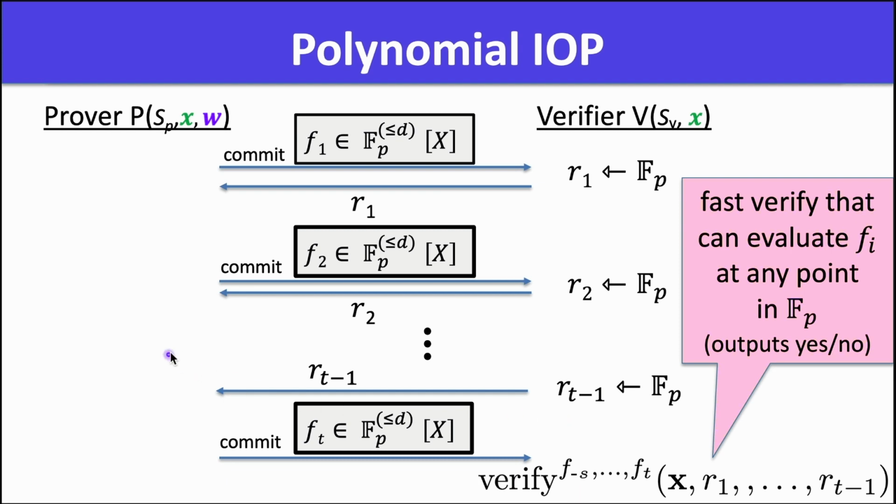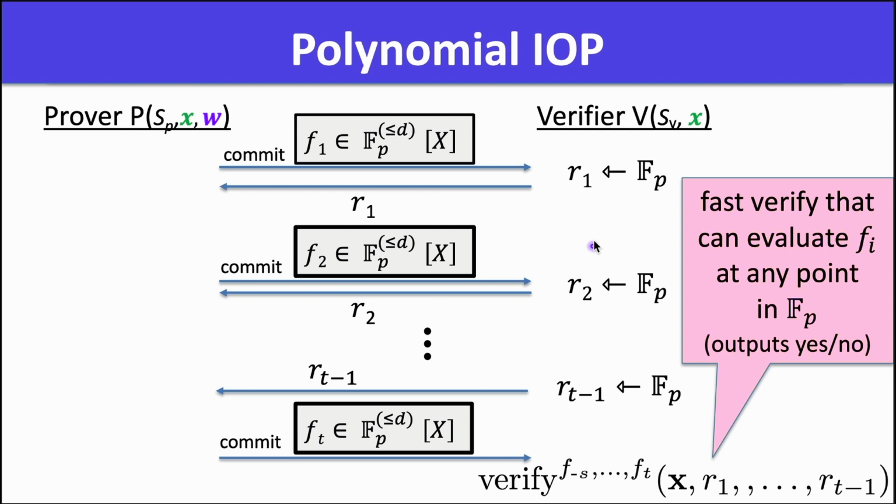So again, I want to emphasize that what happens in a polynomial IOP is that the verifier sends a bunch of random values to the prover. The prover correspondingly commits to a bunch of polynomials. And then later on, the verifier can ask the prover to open these polynomials at a number of points. And based on that, it decides whether to accept or reject.